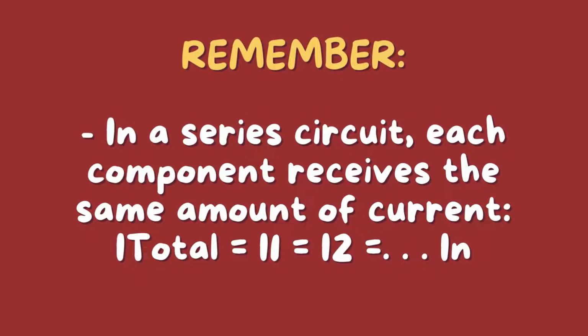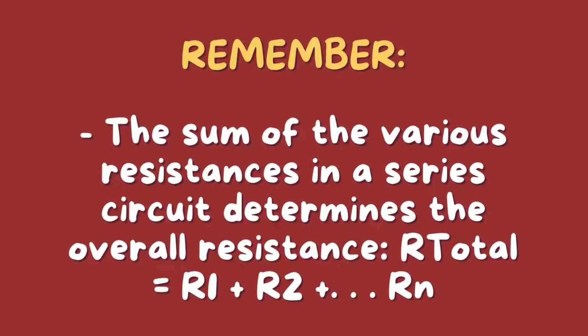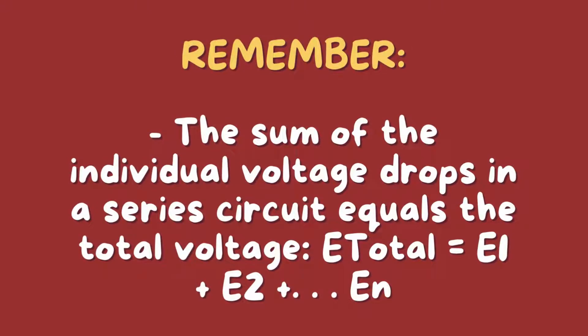Remember, in a series circuit, each component receives the same amount of current: I total equals I1 equals I2 equals and so on. The sum of the various resistances in a series circuit determines the overall resistance: R total equals R1 plus R2 plus and so on through Rn. The sum of the individual voltage drops in a series circuit equals the total voltage: E total equals E1 plus E2 plus and so on.